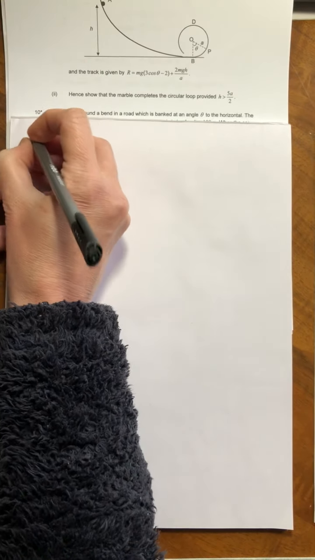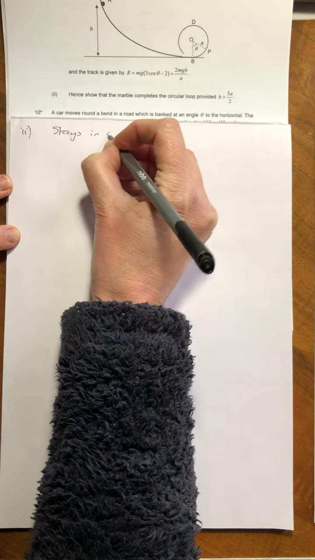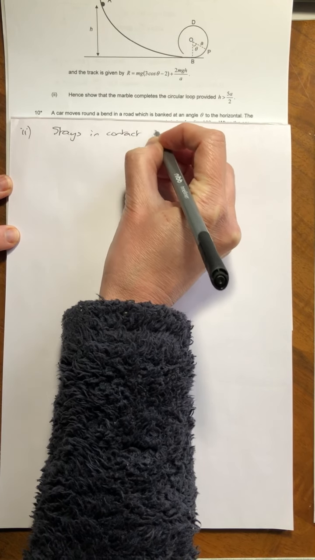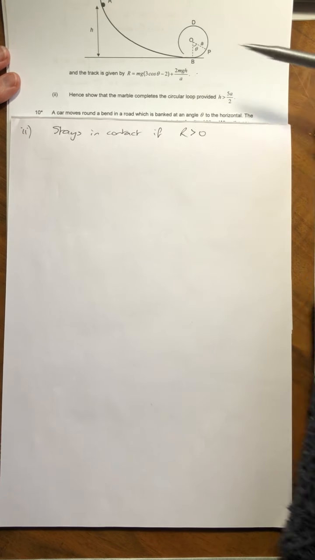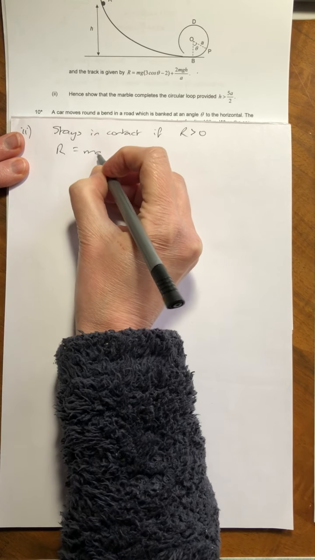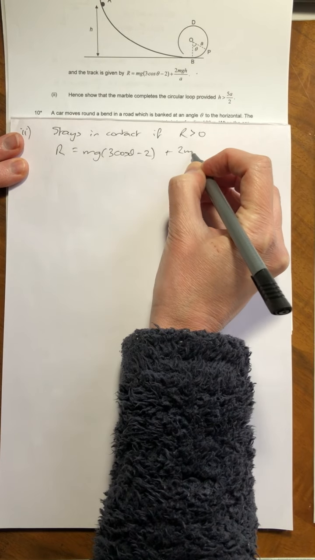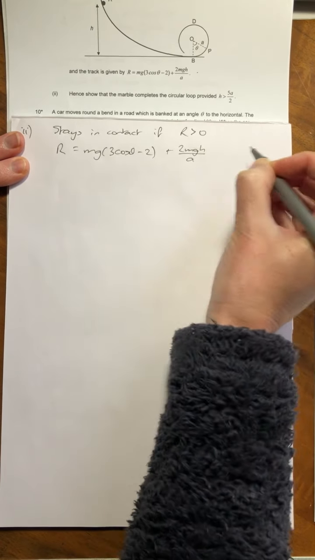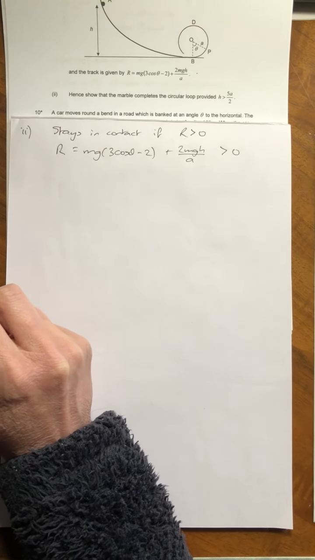So we know that the marble stays in contact if R stays greater than 0. So we have our previous expression. This is our previous expression. So R equals mg(3 cos theta minus 2) plus 2mgh over a. R has got to be greater than 0, so this expression here has got to be greater than 0.